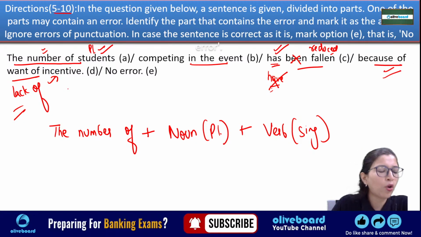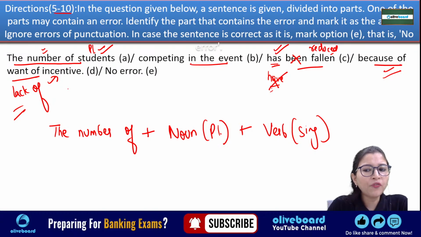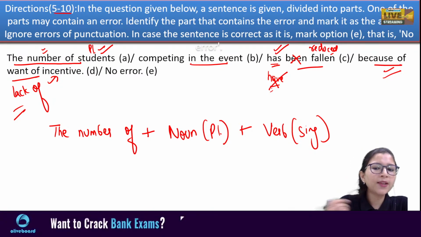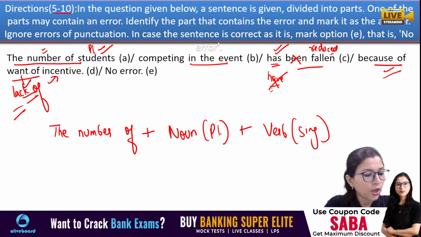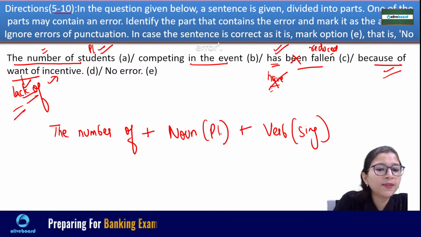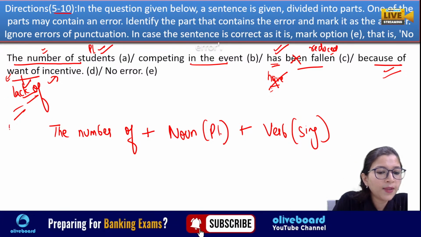It doesn't mean कि दो बार of दिया है तो it is incorrect. So because of is given the reason, and why it has reduced, because of lack of incentive. Want of here means what? Lack of incentive. So I hope this point is clear. Not because of wantive. Want is a noun here. Want is a noun here.